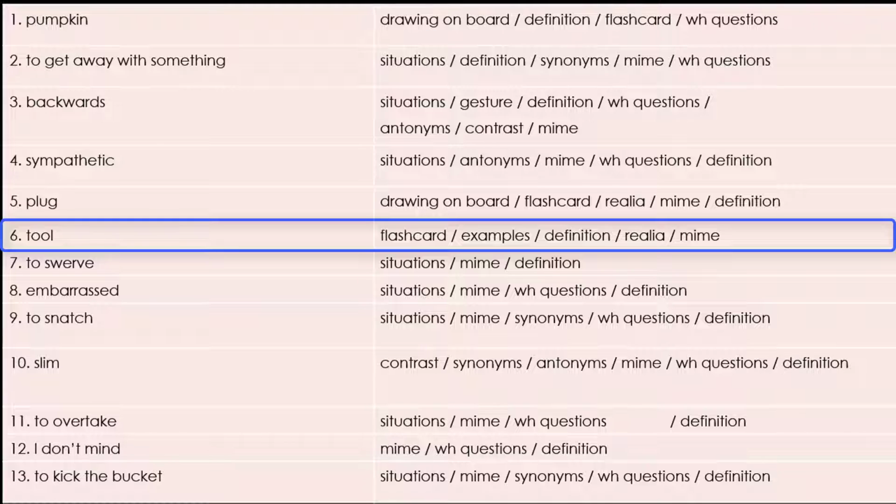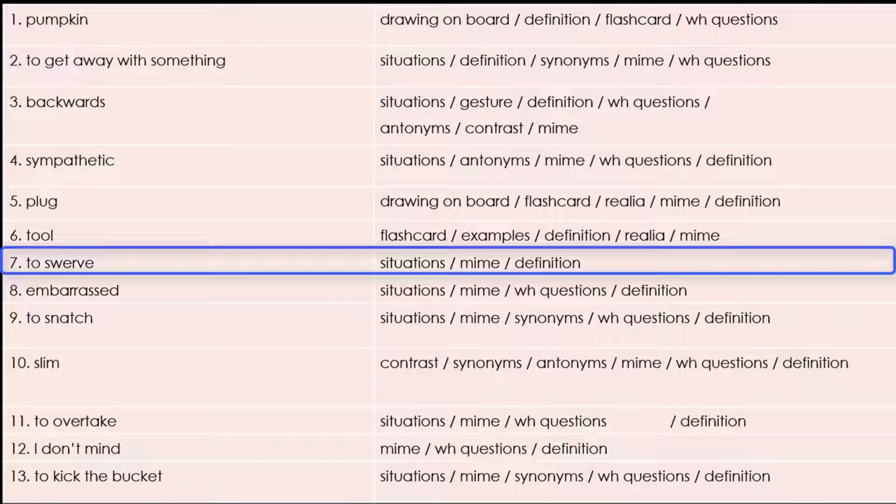You could think of the word or the phrase to swerve. You could think of a situation in which you swerve. So my dad was driving down the road and someone ran out in front of him, so he swerved so that he didn't hit him. You could mime using the steering wheel in the car, and you could use a definition of swerve.